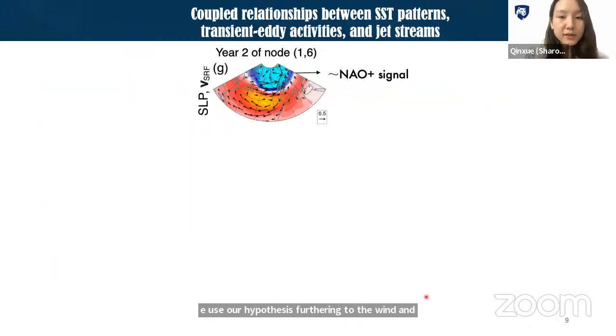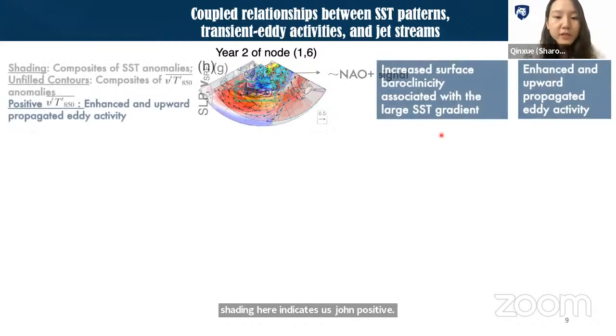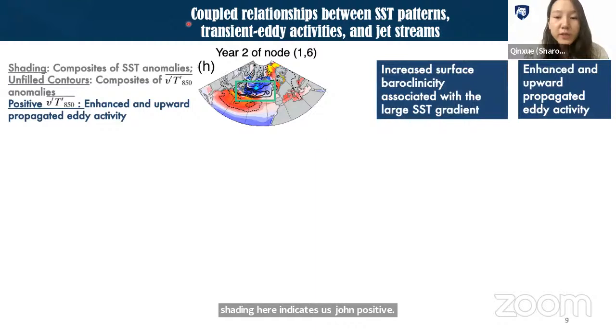Then let's look at some composite analysis. This is the sea level pressure and surface wind composite onto year 2 of this node 1.6. As you can see, the dipole in the sea level pressure field, which is the shading here, indicates a strong positive NAO-like signal. Consistent with this sea level pressure field, the composite of the SST, as shown in the shading here, also shows a very strong positive NAO-like signal with the enlarged SST gradient between the colder than normal SST in the subpolar North Atlantic and warmer than normal subtropical North Atlantic.